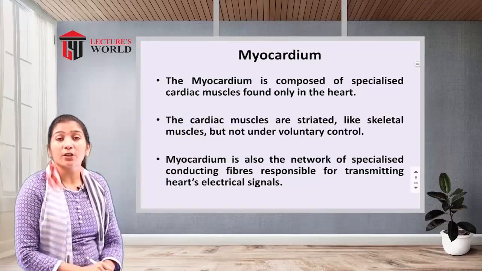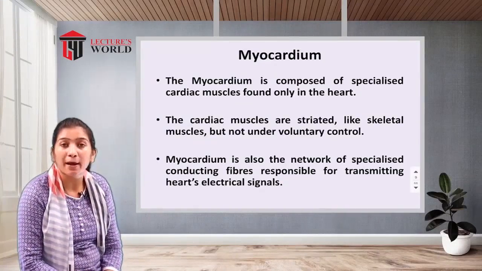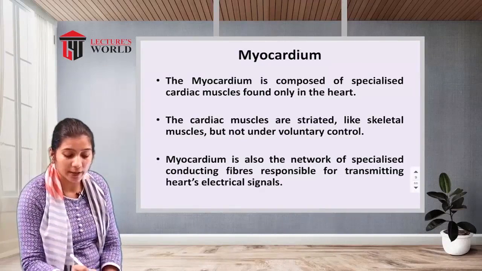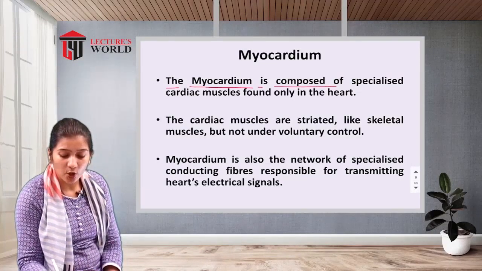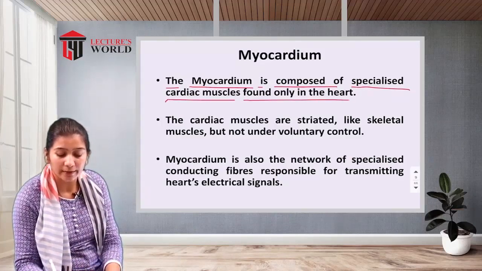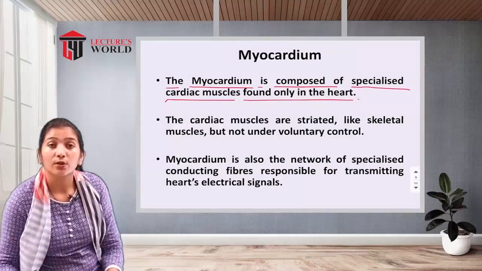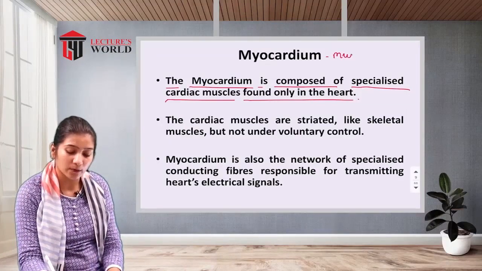So first layer of heart, that is pericardium, we have discussed. Next one is a myocardium. So what is a myocardium? The myocardium is composed of specialized cardiac muscles found only in the heart. So as we all know that heart is made up of the muscles.